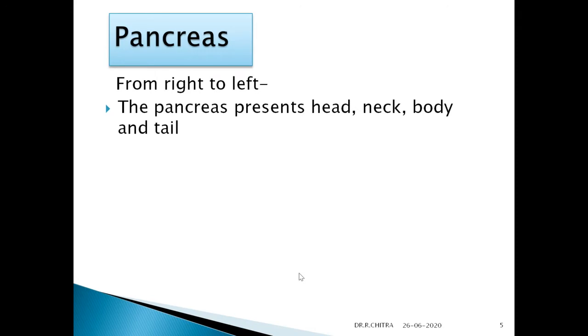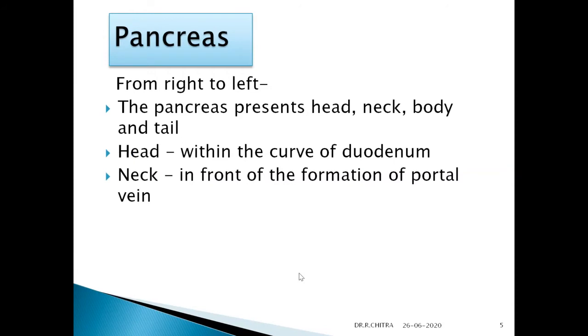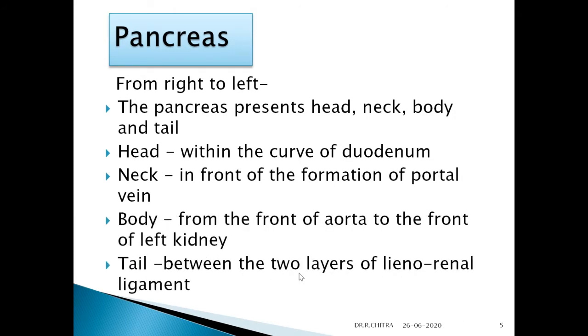Parts of the pancreas. From right to left, the pancreas presents head, neck, body, and tail. Head is within the C-shaped curve of the duodenum. Neck is in front of the formation of the portal vein. Body is from the front of the aorta to the front of the left kidney. Tail is in between the two layers of the lienorenal ligament. So you will see these parts of the pancreas one by one.